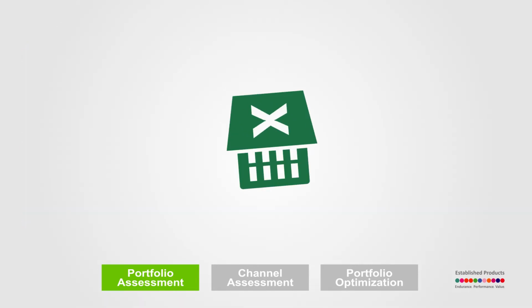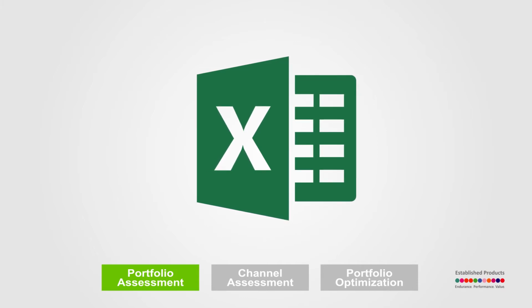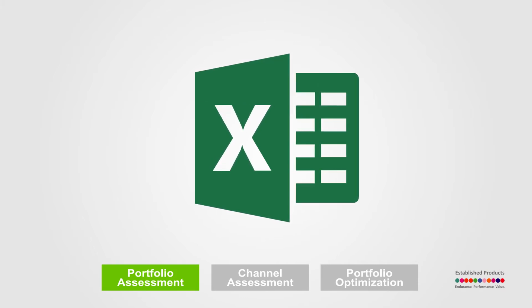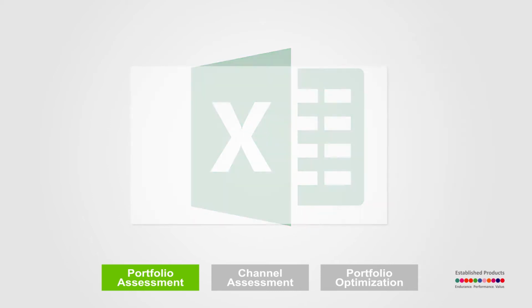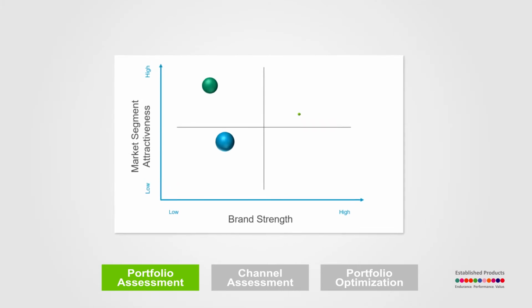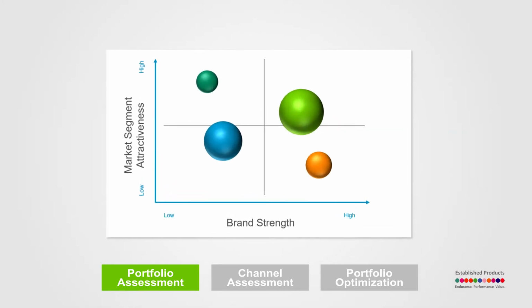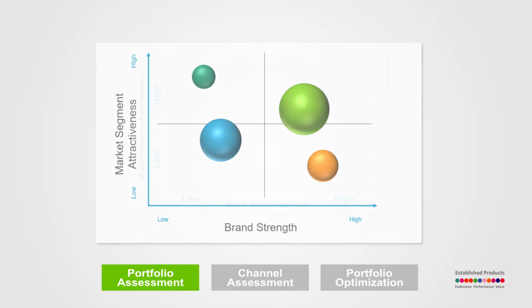We have developed an Excel tool to help you score and rank the relative attractiveness of the market segments and the relative strength of our EP brands. You'll be able to download this tool and input your own market data. The output will create a bubble chart, plotting each EP brand according to market segment attractiveness and brand strength. We can then use this bubble chart to build the portfolio matrix.